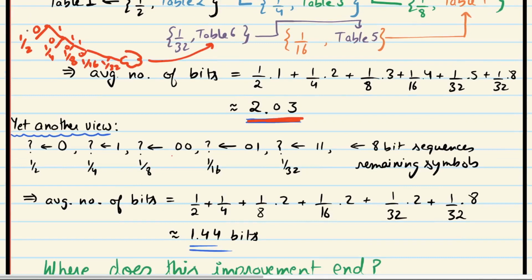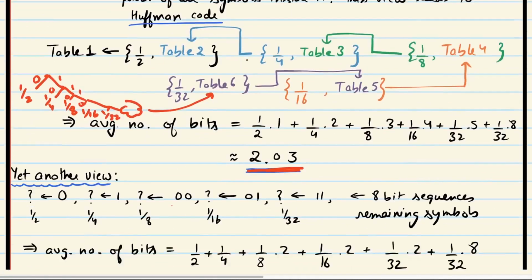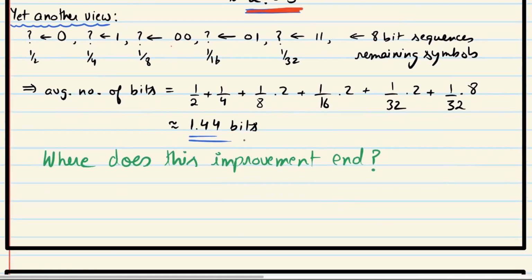Now Huffman code has more structure than this kind of assignment. We'll come to that later. For some practical reason, Huffman code is preferred over codes like this. But nonetheless, we came up with a code which has very short assignment, just 1.44 bits. Okay.